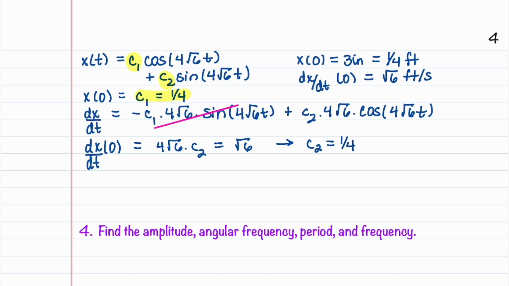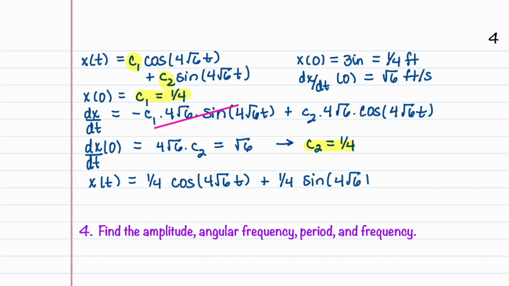Here's our c1, and there's our c2. Let's plug them back now into x of t. So we get x of t is c1, which is 1/4, cosine 4 root 6 t, plus c2, which is 1/4, sine 4 root 6 t. And there's our solution.